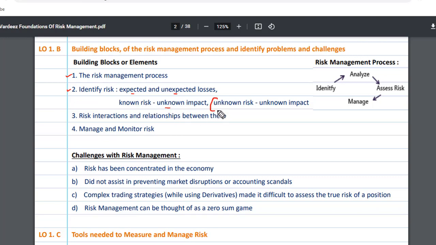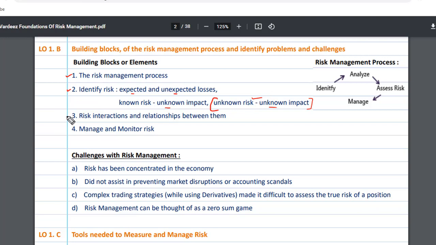And the final category we have is the unknown risk, unknown impact. Now what happens is that we do not know what this particular risk factor is. So how would we identify the impact of something we don't know, right? So this is the most disastrous for any organization. Okay, it's really important for a risk manager to identify what are the unknown risks as well.